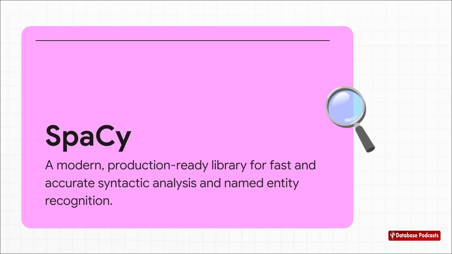Okay, so NLTK is for learning, and TextBlob is for quick and easy tasks. But what if I need to build something for a real-world application? Something that's got to be fast and super reliable? Well, that's where SpaCy shines. It's modern, it's fast, and it was built from the ground up for production-level speed and accuracy. If you're building a chatbot or analyzing text in real time, SpaCy is the industry-grade tool you want.